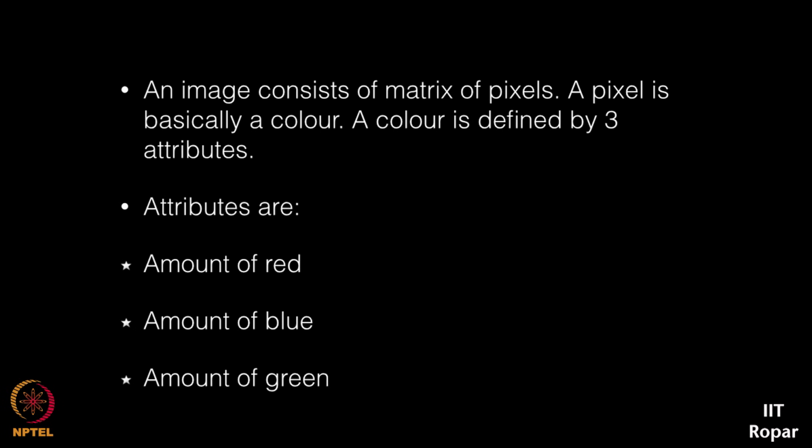Every color is defined by three attributes: the amount of red, the amount of green and the amount of blue present in that particular color. There are only three primary colors, red, blue and green, and if you mix them in particular quantities, that makes a new color. This is what RGB values are all about, and every color is associated with some RGB values.